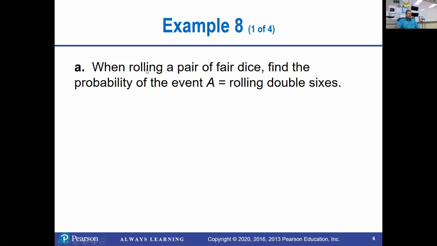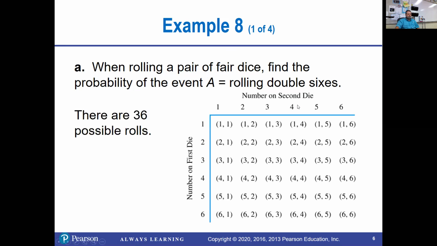So, when rolling a pair of fair dice, now when we talk about fair dice, we're talking about a 6-sided die, 6 different numbers. Find the probability of event A equaling double 6s. So that means we got to roll 2 dice. That's the pair. And so we need a 6 and a 6. So we go through that.